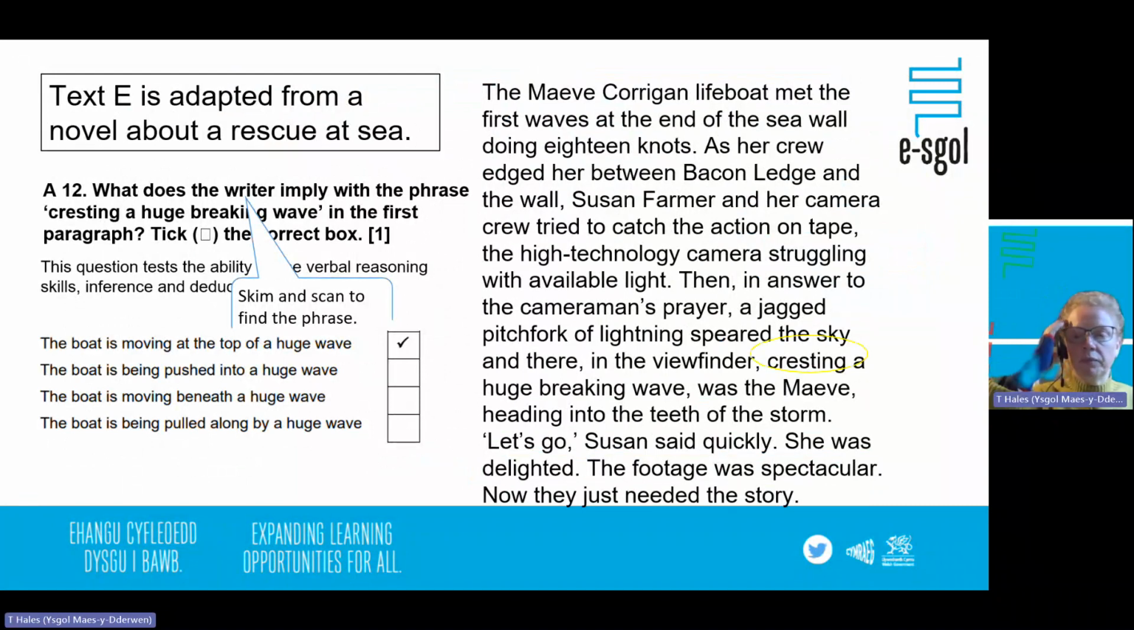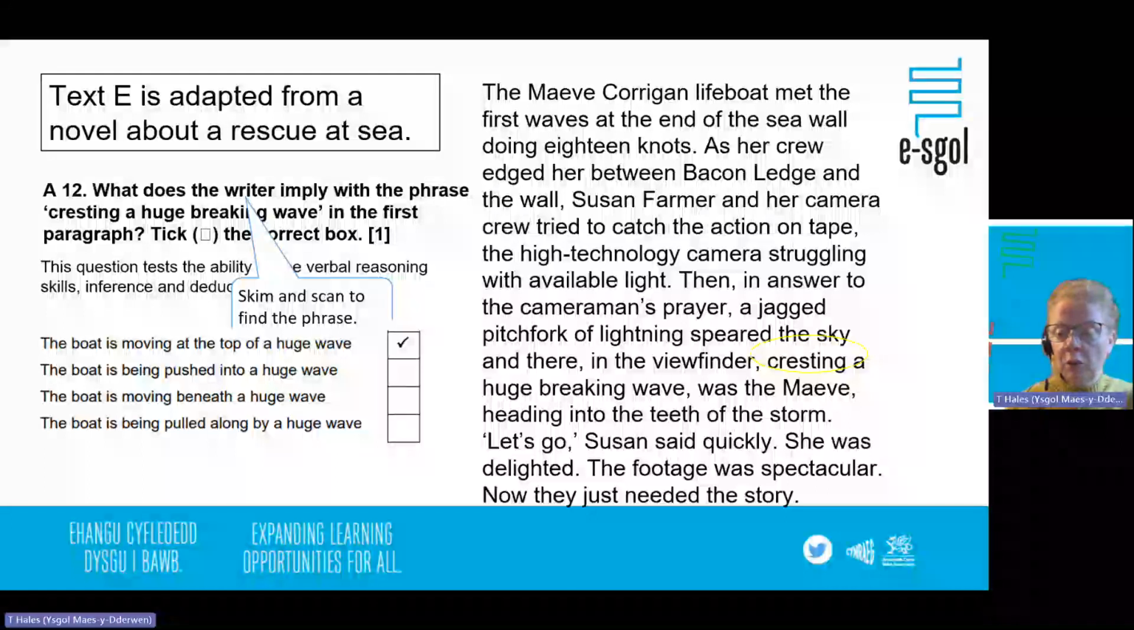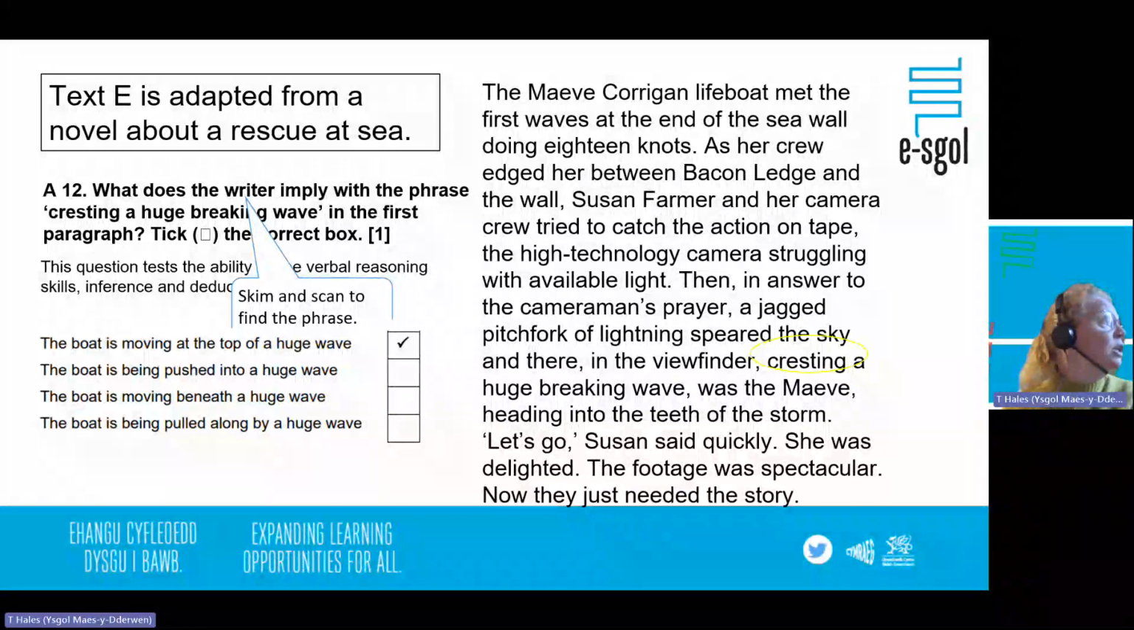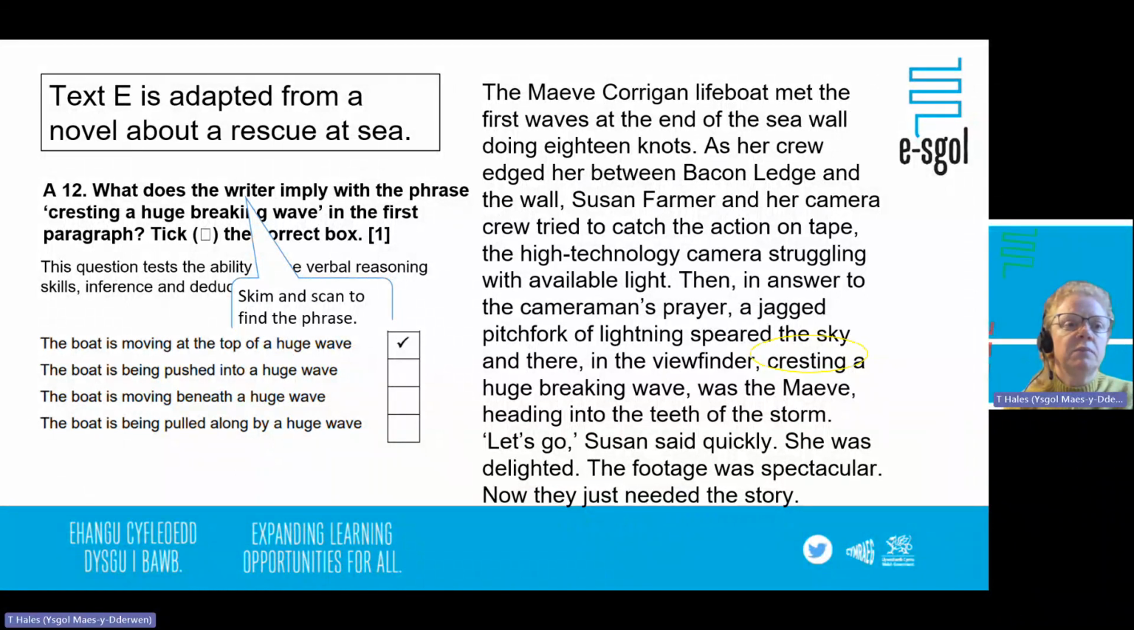Okay, so let's move on. So now we're on to text E. So we're working our way through the paper. We've done 4 of the 5 texts that we need to answer now, and we're on to text E. So we're on to question 12, and it's a 1-mark question again. What does the writer imply with the phrase creating a huge breaking wave in the first paragraph? So you're looking for impressions, you're looking for inference skills here. So verbal reasoning to infer what is meant by that phrase.